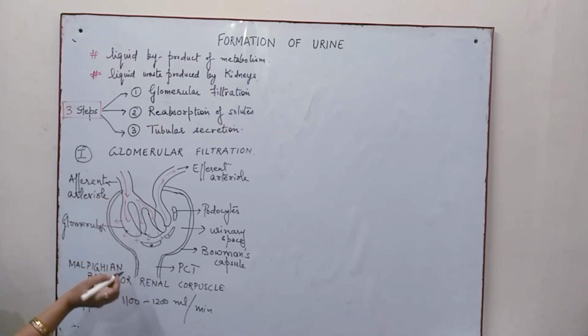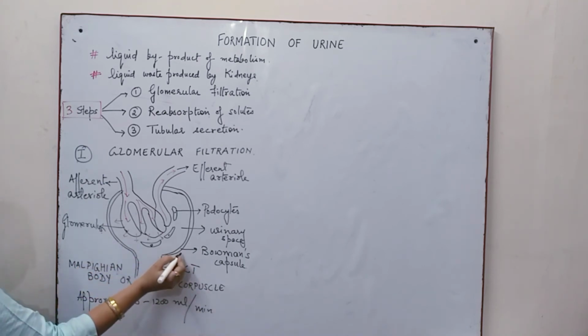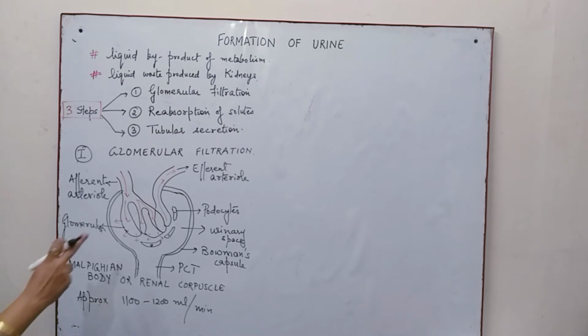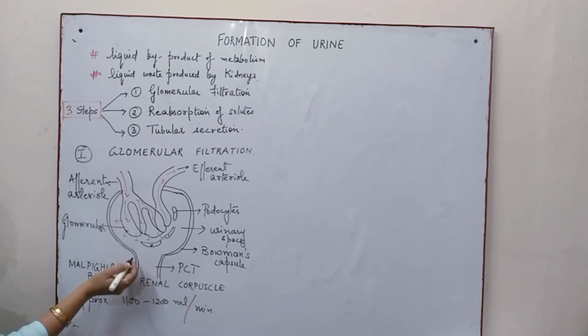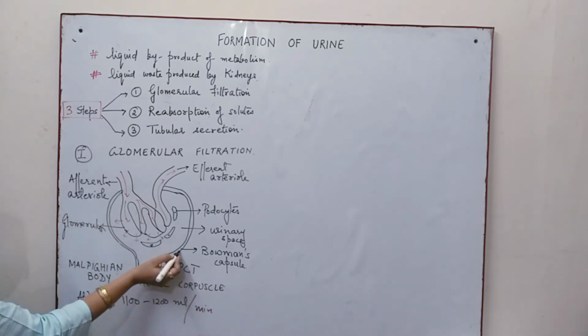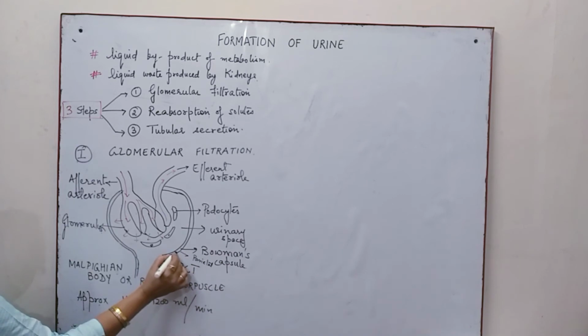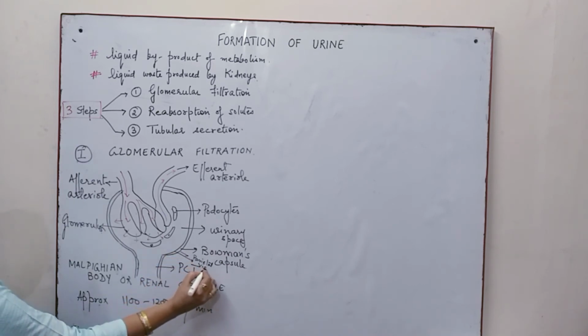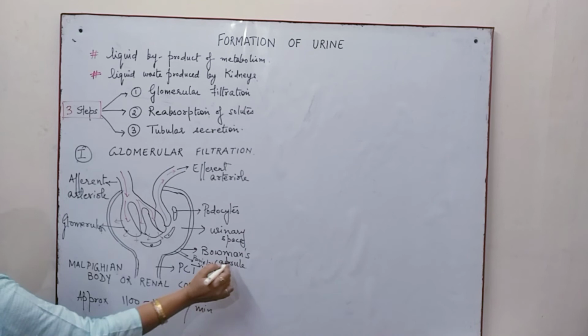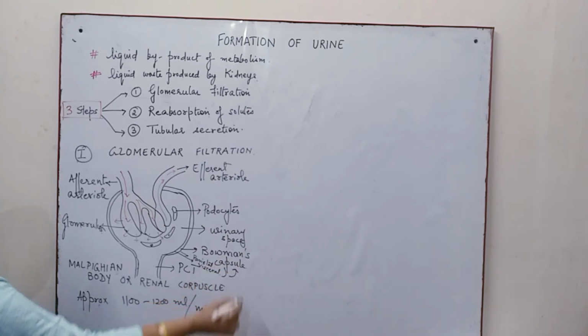You can see over here, the outer layer of this Bowman's capsule is known as the parietal layer and the inner is known as the visceral layer. So when we talk of the Bowman's capsule, the outer layer is parietal and the inner one is the visceral layer, and these two layers form the Bowman's capsule boundary.